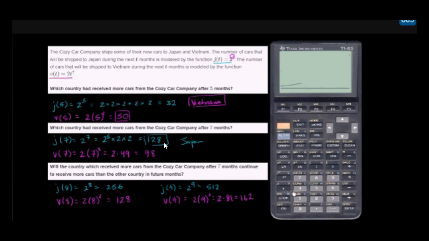So that right over there is the exponential function, 2 to the t power. And that right over there is the quadratic. So you definitely see that earlier on the quadratic has higher values, and you see that right over here. After 5 months, we ship more cars to Vietnam. But then the exponential passes it up and just keeps shooting up at an ever-increasing pace.